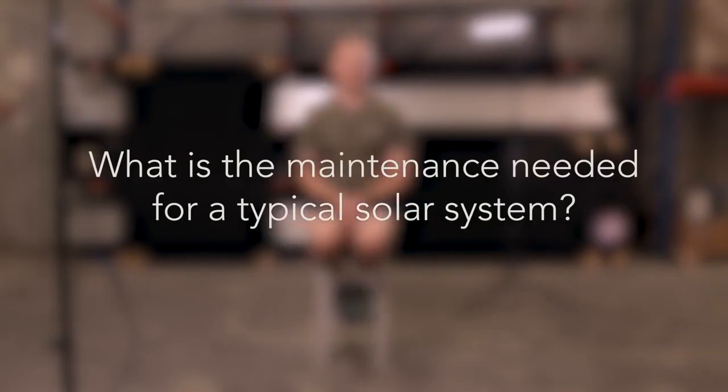What is the maintenance needed for a typical solar system? The maintenance on a solar system is very low. But to keep it running at optimum performance, we recommend a soft brush and some water just to clean the panels once a year. Generally, a window cleaner will take care of this for you.